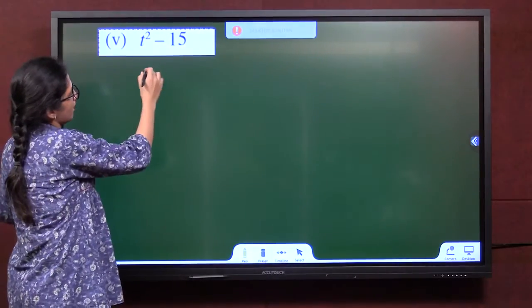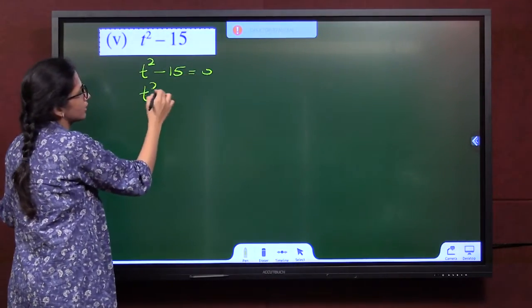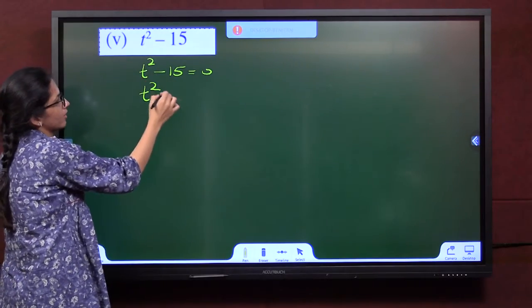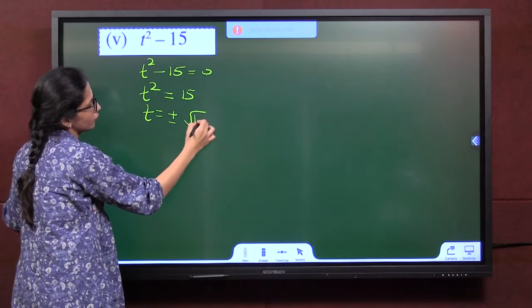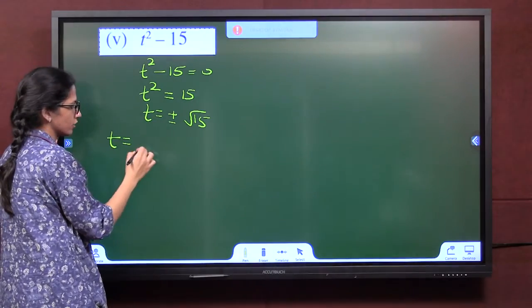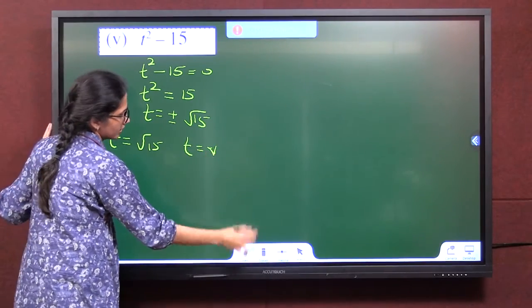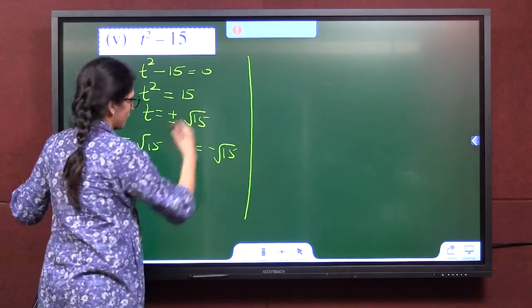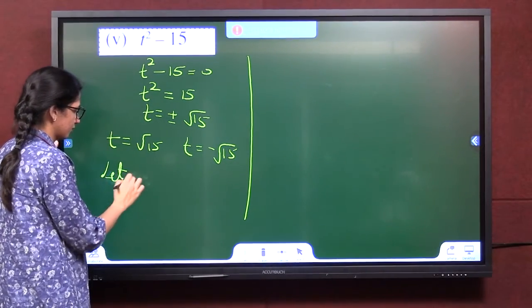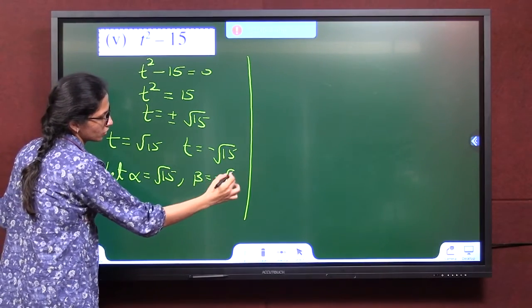So you have t square minus 15 now. T square minus 15 is equal to 0. See, the middle term is missing. Okay. T square equals 15. T is equal to plus or minus root 15. So t equals root 15 is one answer. T equals minus root 15 is your other zero. So let alpha be equal to root 15, beta be equal to minus root 15.